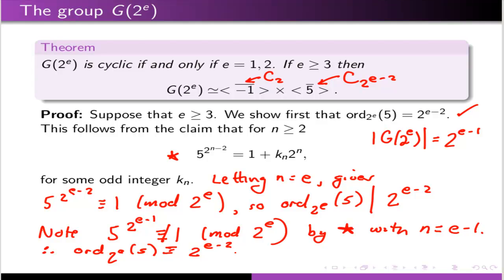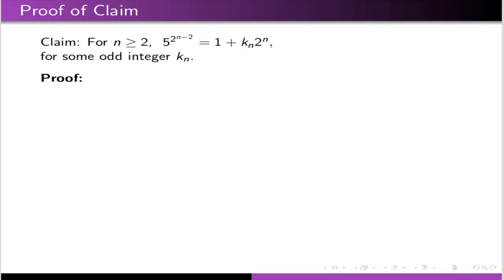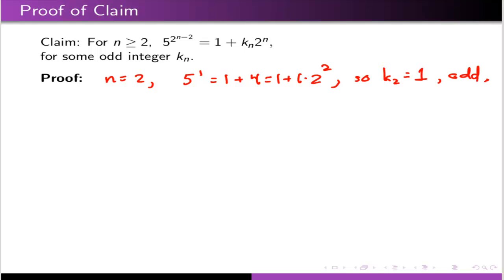Okay, so we have to turn to the claim, and I claim that the claim follows by induction. So let's prove by induction this result. When n equals 2, it should be straightforward. That's the base case. You'd have 5 to the first power, well, that's just 1 plus 4, or 1 plus 1 times 2 squared. So k2 is 1, which is odd. So the statement is true when n equals 2.